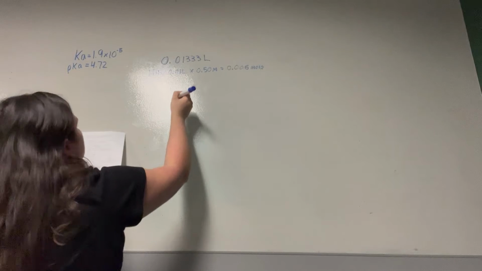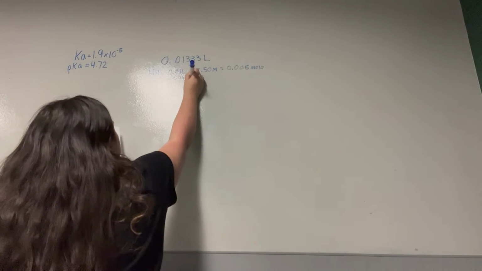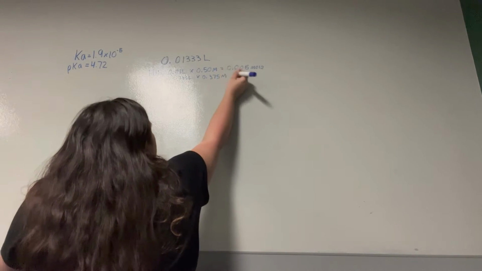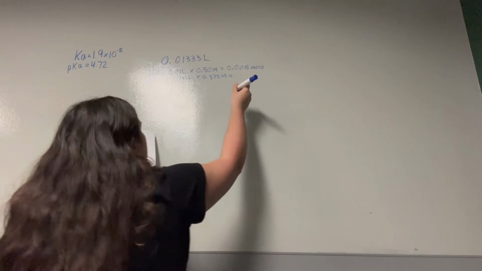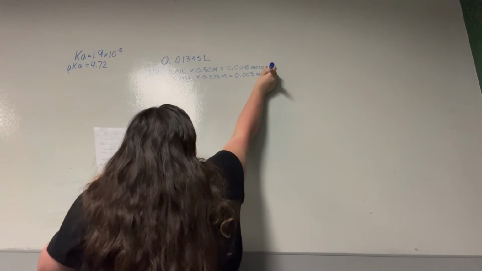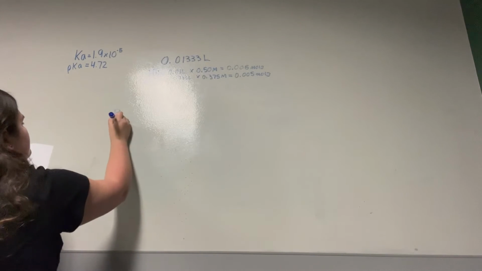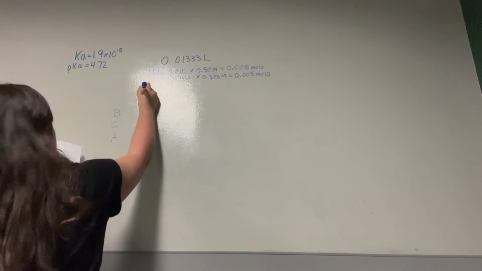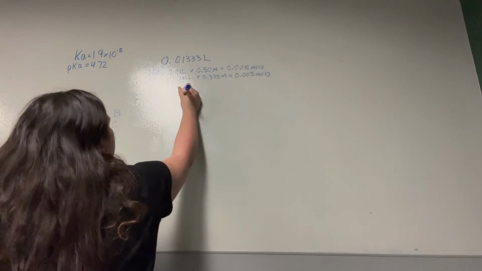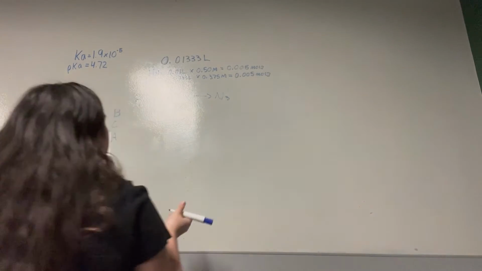For the NaOH, it's the 0.01333 liters times 0.375 molar, which we calculated at the beginning. And we find about 0.005 moles. And we use this information to make a BCA table. And we exclude the sodium ion because it's a spectator. We don't include water because it's a liquid.